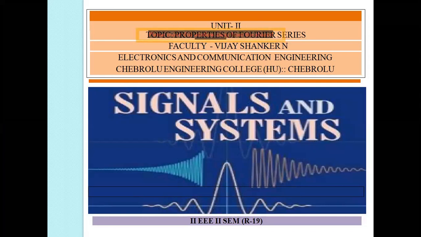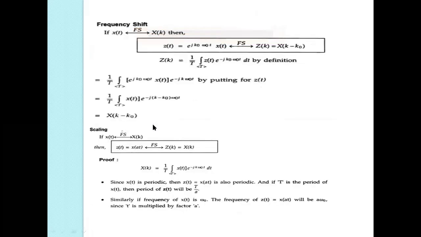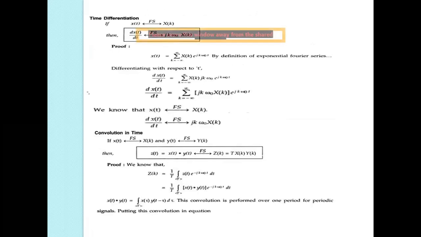Today, we are going to discuss the second topic in the Fourier series, that is properties of Fourier series. We already discussed some properties: the linearity property, time shift property, frequency shift property, and scaling property. Now you can see another property we have here.